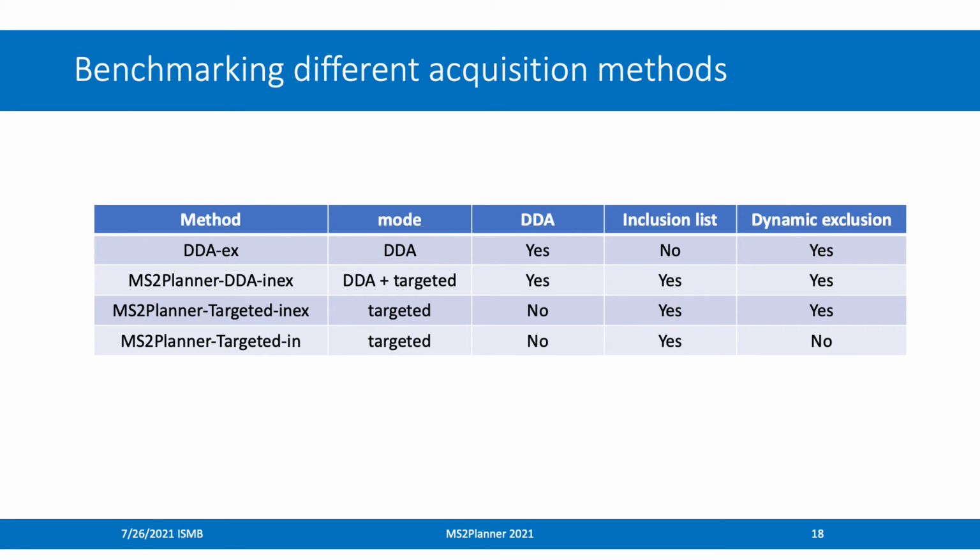Here are the 4 types of experiments we did for benchmarking. DDA-X means we use DDA mode with dynamic exclusion. MS2Planner DDA in X means we use DDA and targeted acquisition with inclusion lists generated by MS2Planner and dynamic exclusion. MS2Planner targeted in X means we only use the targeted inclusion list and dynamic exclusion. The last one means there's no dynamic exclusion in the targeted mode.